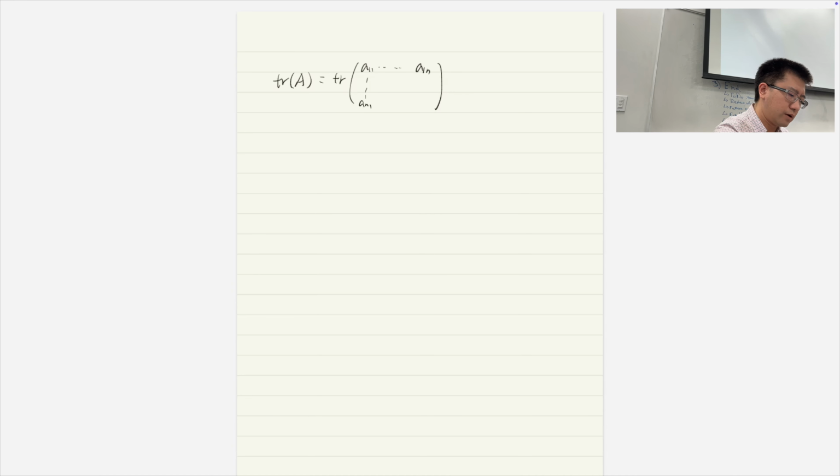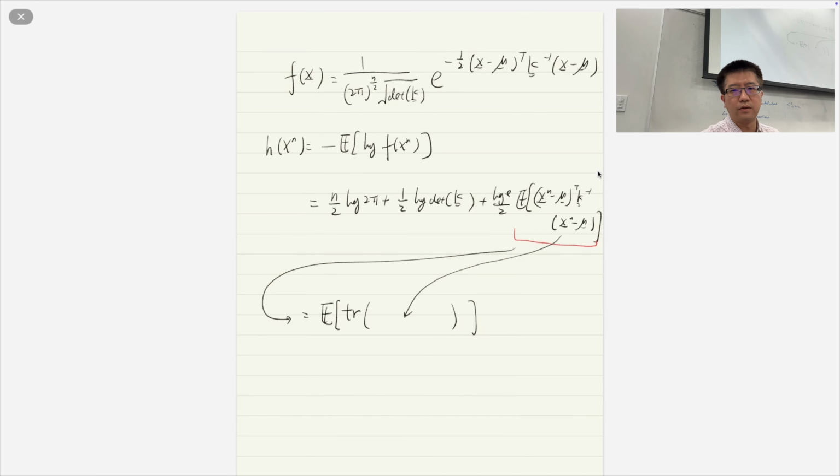Here is A_11 and here is A_nn, right? So this is a matrix. The trace of it is just the summation of all the diagonal values, right? Summation i from 1 to n, A_ii. So this is the trace. Okay, and clearly, this equals that.